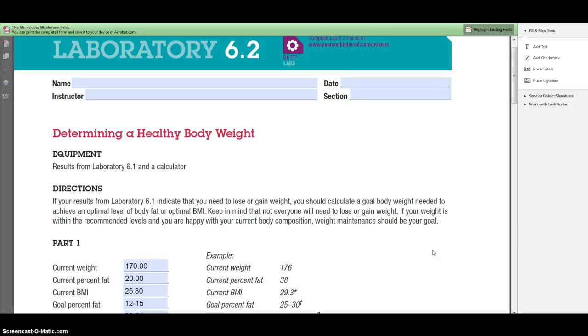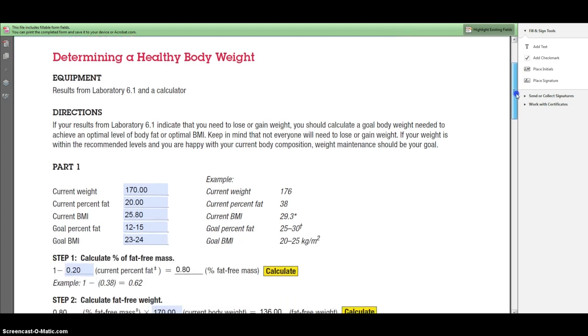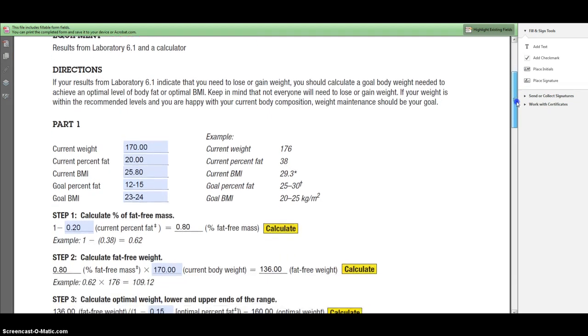We're going to go ahead and continue with Lab 6.2. If you recall, we did Part 1 during our 6.1 tutorial. However, we're going to go ahead and continue on through the remaining steps in 6.2. You cannot move on to 6.2 without doing 6.1 because we need to calculate our current body fat.